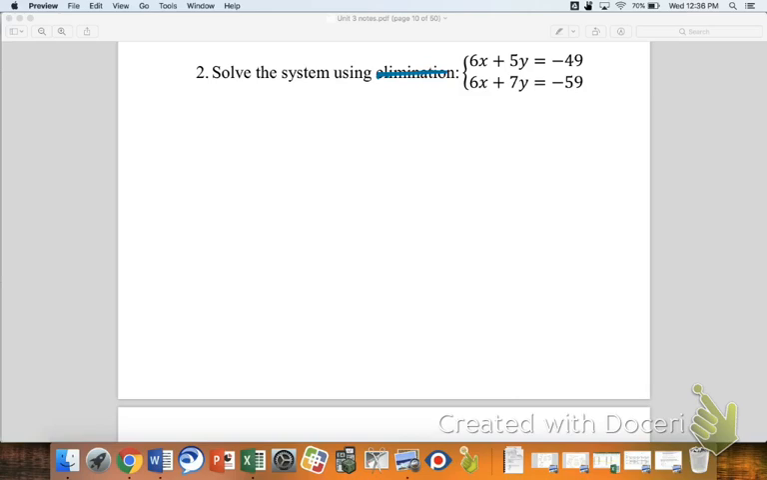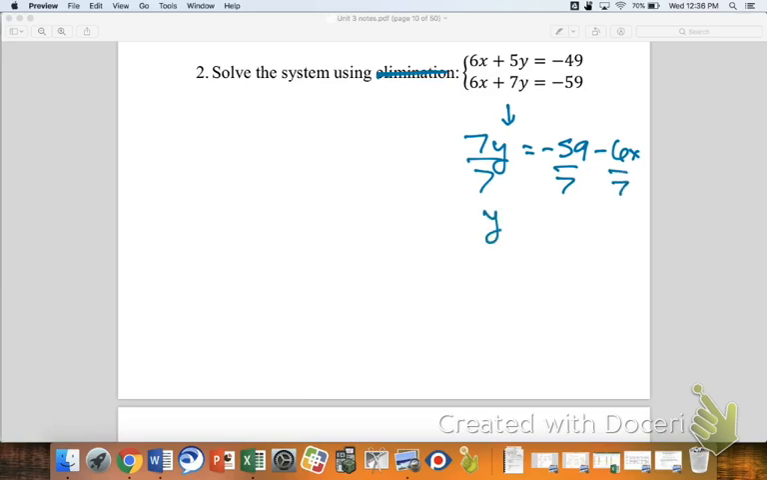Get y by itself. Yeah. Okay. So let's say I did that with this bottom equation. If I'm going to get the y by itself, wouldn't it be 7y equals negative 59 minus 6x? No, you have to divide by 7. I'm not done yet. Wouldn't that be my start? And then I would divide by 7.